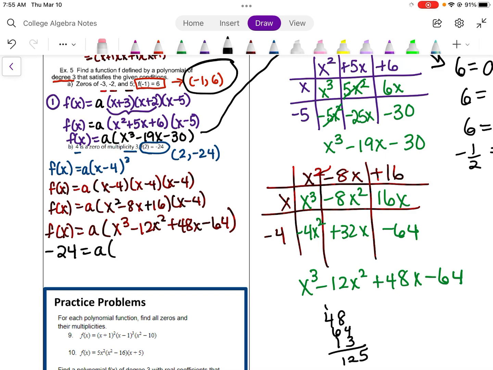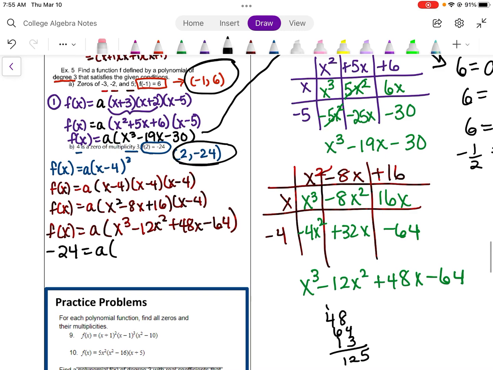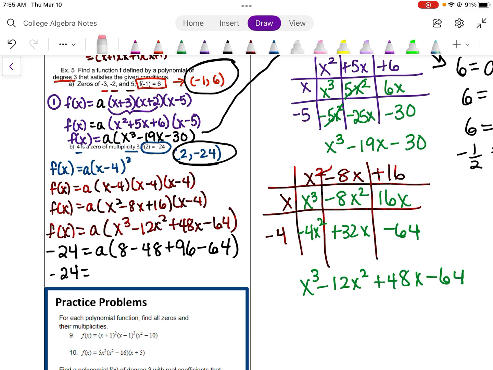So negative 24. Let's try this. A is 2, so x is 2. Got to use this ordered pair. So 8 minus 12 times 4 plus 48 times 2. All right, let's see what happens here. So we have negative 24. Okay. I knew something looked weird before, but I just wasn't awake enough to catch it.